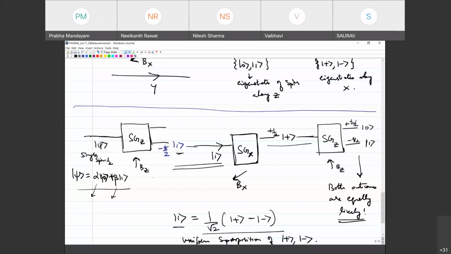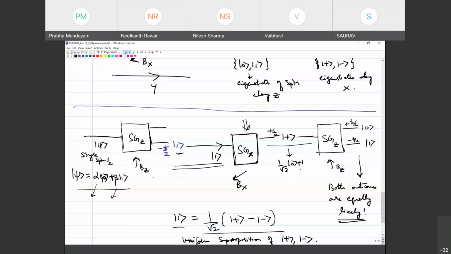The electron or the particle or the system does not carry any memory of the spin value along z. Because what you have done is, in between these two spin z measurements, you have performed a spin x measurement. And in performing the spin x measurement, we seem to have again randomized the spin along the z direction, right? Because now this is a uniform superposition of 0 and 1.